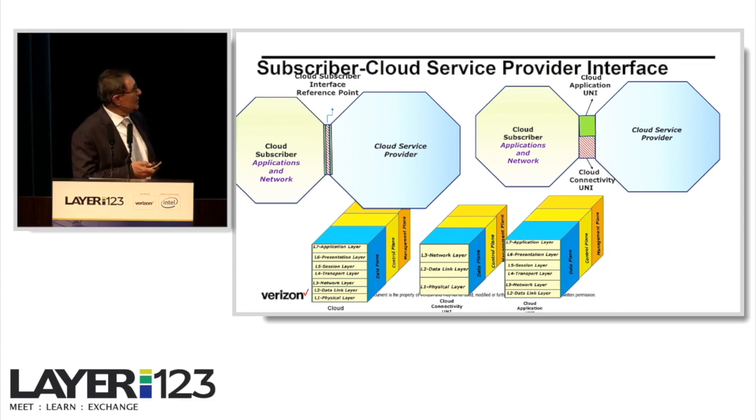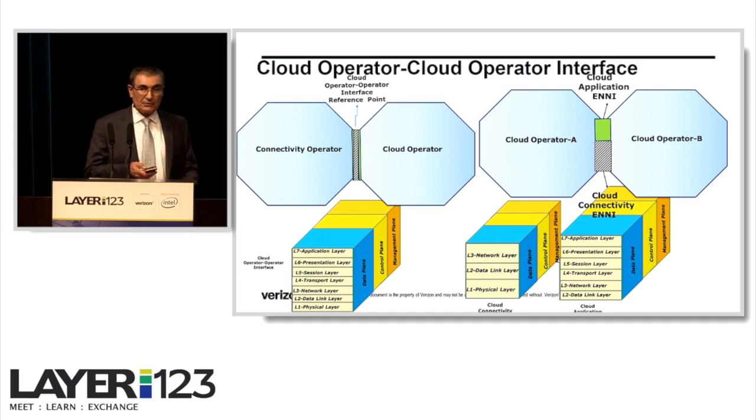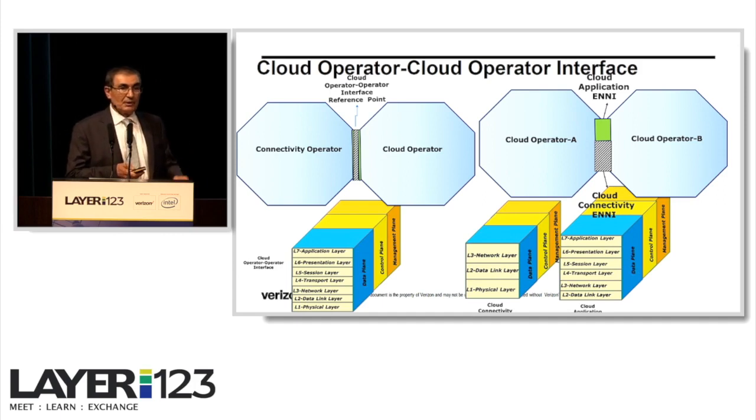And in that case, connectivity will go up to layer 3, and the application goes from layer 2 up to layer 7. And that same logic holds if I have two operators talking to each other. Again, the cloud operator-operator interface could be the application ENNI or the connectivity ENNI. Now, again, the same type of protocol stacks.